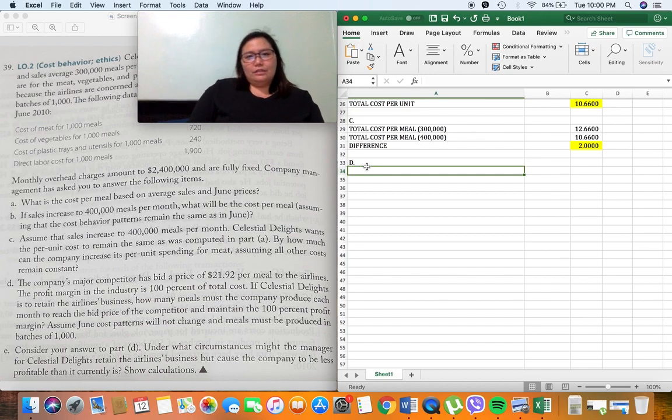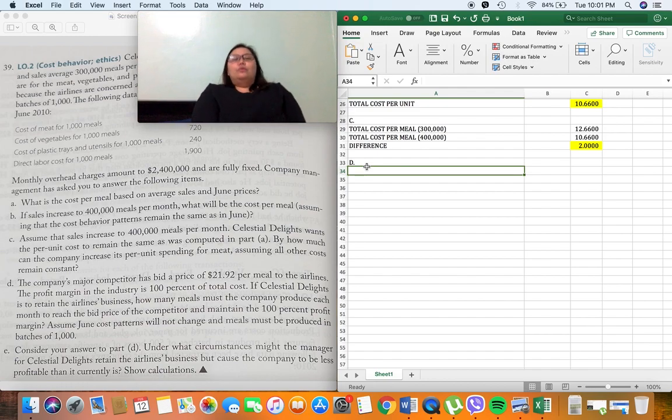So, medyo mas gumulo na onte or may gagawin na naman tayong kakaiba, no? Ano nangyari? May competitor, si Celestial Delights. And then, the competitor is offering their meals to the airline at 21.92. So, now, gustong malaman ng company, di ba? Kung how many meals should we produce so that we can have the same bid price for each meal, which is 21.92 nga.